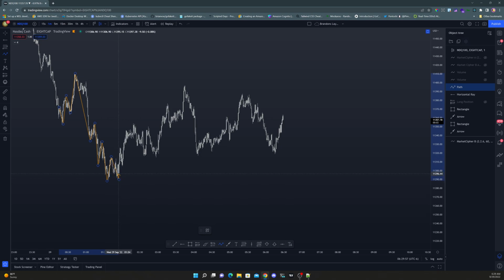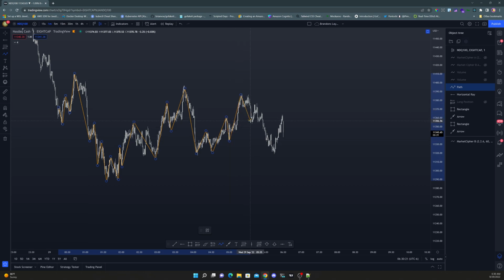Equal lows, right? Break of structure, higher high, higher low, higher high, higher low, higher high, higher low, higher high, break of structure, lower low, lower high, higher low, higher high, higher low, higher high. So we don't really have anything here. We finally see a break down here, break of structure, lower low.